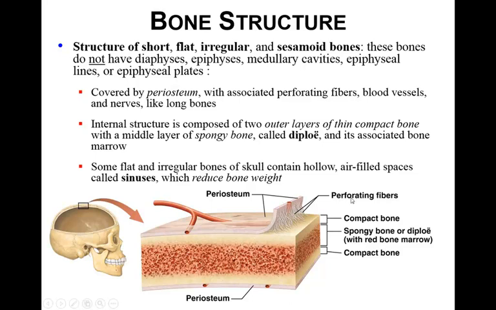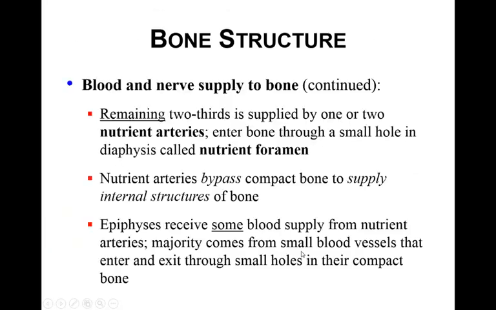As you can see, the periosteum is this outer covering here. Here are those perforating fibers, Sharpey's fibers, the other word we looked at on the other slide. And then you have the compact bone on the top and on the bottom, and then you have your spongy bone in the center, and this particular bone has red bone marrow.